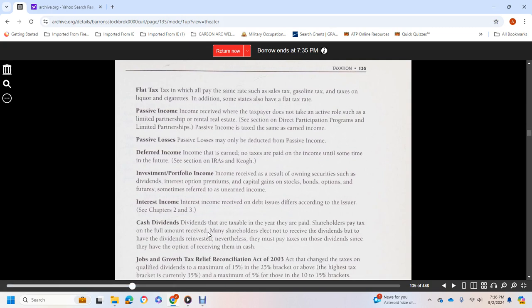Passive income: income received by the taxpayer that does not take an active role, such as a limited partnership, rental real estate, or direct participation program. Passive losses may only be deducted against passive income. Deferred income: income earned at the time, with tax paid on the income until some time in the future. Investment portfolio income: income received from owning securities such as dividends, interest, option premiums, and capital gains on stocks, bonds, options, and futures, sometimes referred to as unearned income.